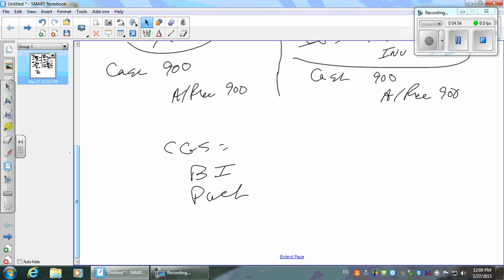Less purchases, yes, less purchase returns and allowances plus freight in. I guess all that stuff. Okay, and you get goods available. Then we subtract the ending inventory. That gives me cost of goods sold.